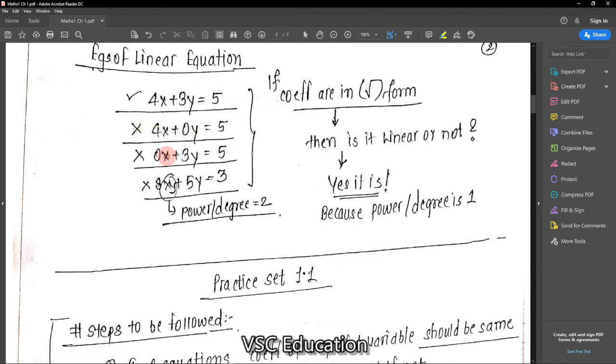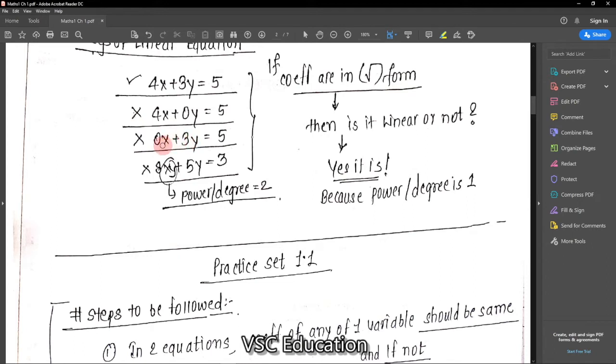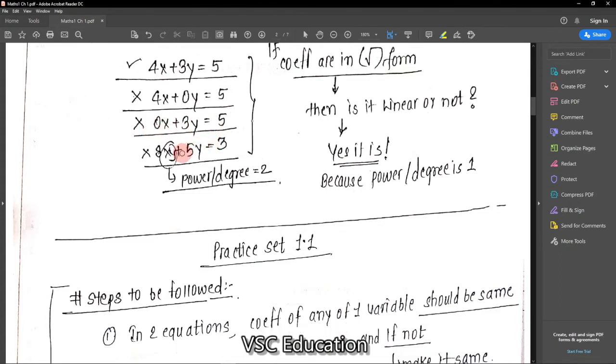Same thing, the third one is 0x plus 3y is equal to 5. In this also, see, what is the coefficient of x? It is 0, so this example is also not a linear equation. Last one, 8xy plus 5y is equal to 3.